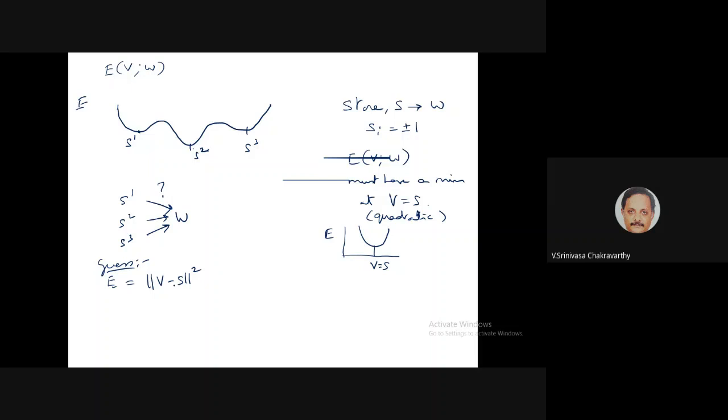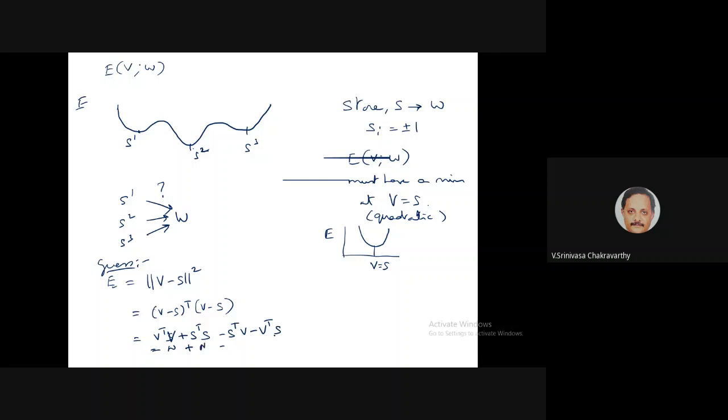Obviously this is a quadratic function and it becomes zero at V equal to S, and you can easily see that at V equal to S, E is minimum. But there's a small problem with this expression. The norm of V minus S whole squared, if you expand it, becomes V minus S transpose times V minus S. So this will have V transpose V plus S transpose S minus S transpose V minus V transpose S. Since V is a binary vector, V transpose V is just equal to N. S transpose S is also N, since S is a binary vector.